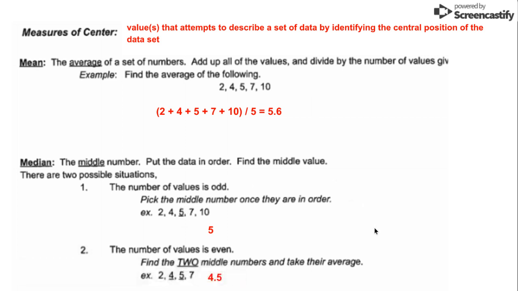The other situation is that there are an even number of data values in the set. And if I have that, I want to find the middle of the two middle numbers by taking their average. So the average of 4 and 5 is 4.5. So the median of this data set is 4.5.